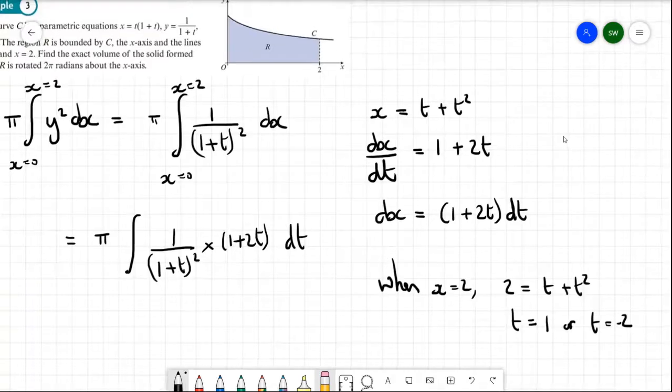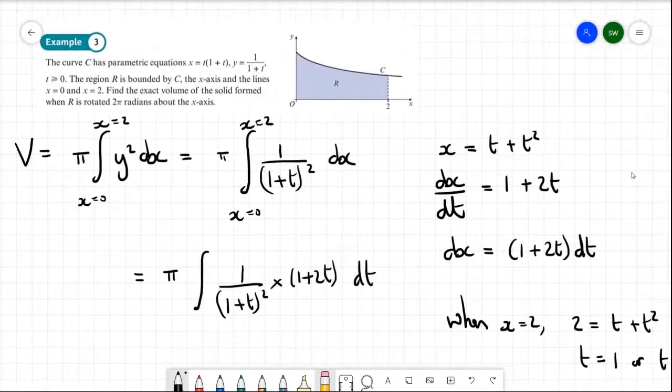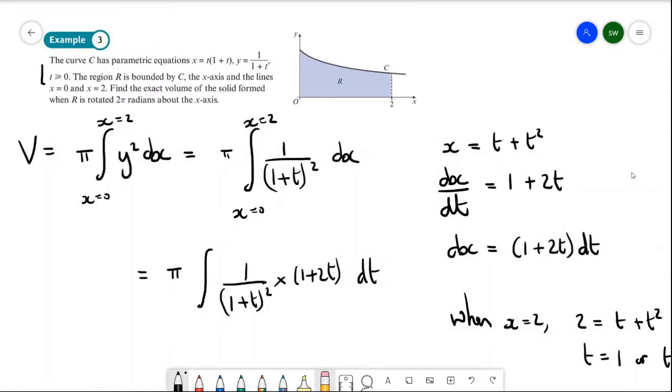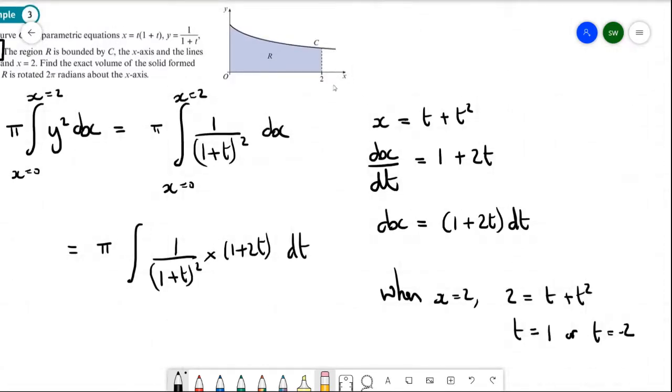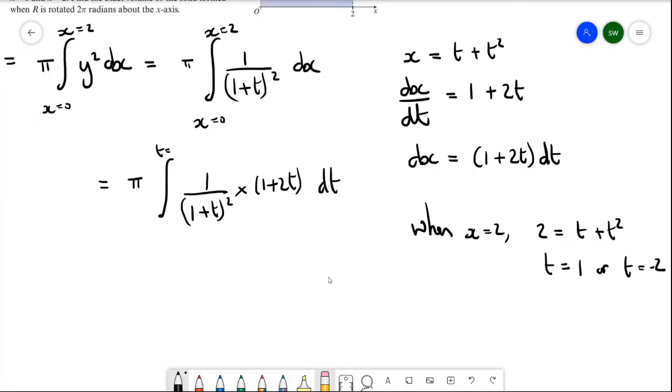So we've got to work out what is t equal to. Well, actually they've helped us out in this question because we know that t is greater than or equal to 0. If you didn't have that, then you could also work out which value of t gives you this point here, because we know that y is positive. So if you sub in t equals 1 into the y equation, you'd get a half. Whereas if you subbed in t equals minus 2, you'd get a negative answer. So we know that at this point, t is equal to 1. So that's our top limit, t equals 1.